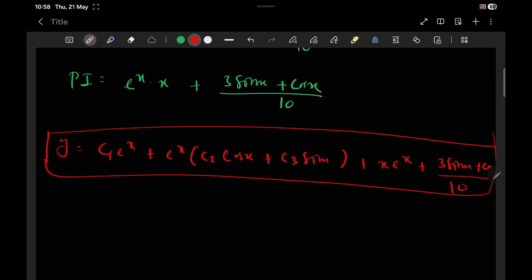Now we have mastered the higher order differential equation. Now you can solve any type of differential equation that is thrown at us, and we are now prepared for any type of differential equation. Thank you and best of luck.